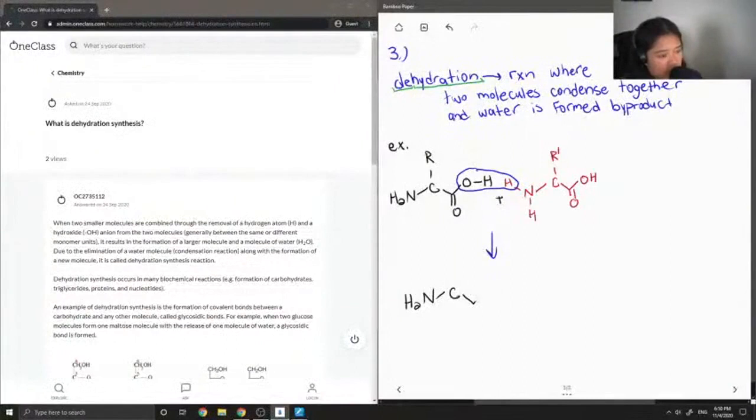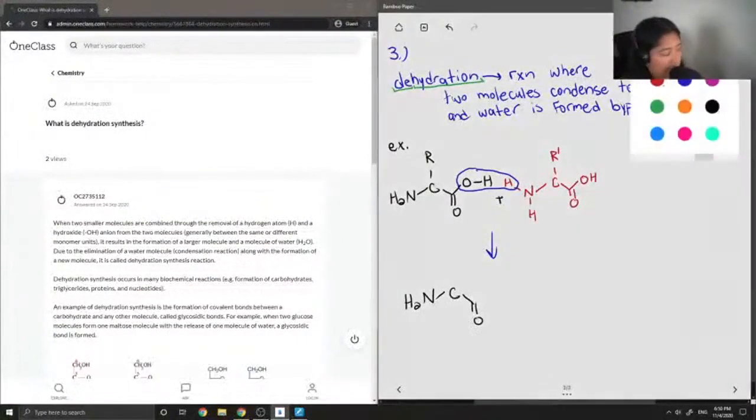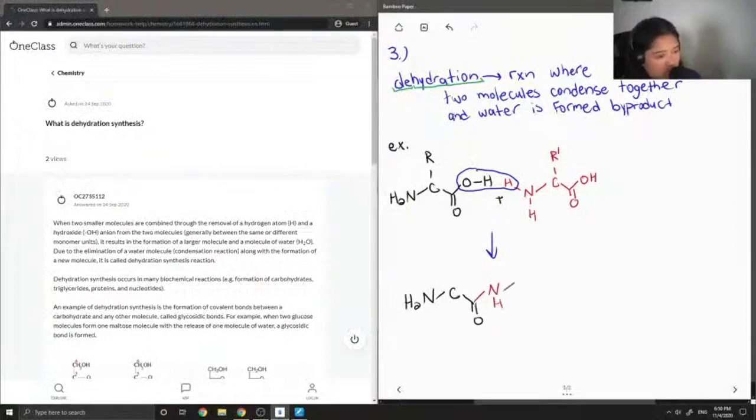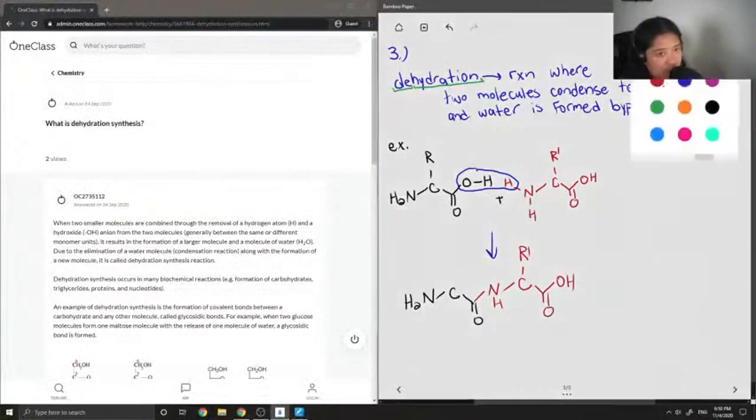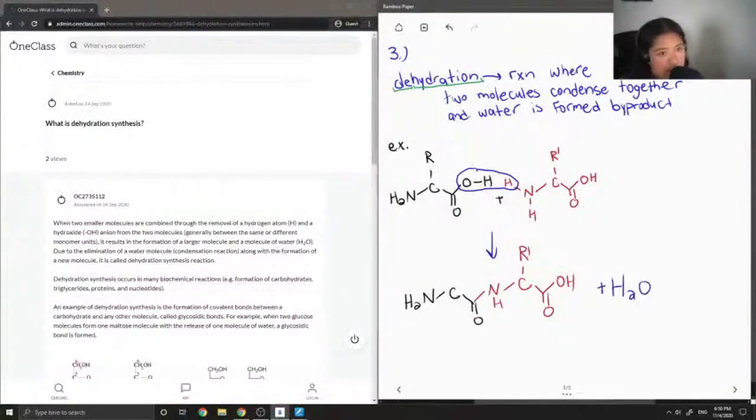You color code it. Okay, so you can see where the two amino acids come together. And I'll also write that water was formed as the byproduct. And this is an example of a dehydration synthesis.